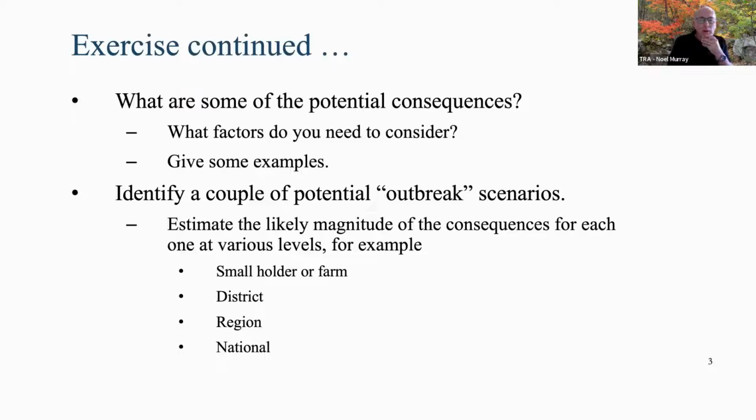And then we need to think about some potential consequences. So what factors might you need to consider there, and provide some examples as well. I'd like you to identify a couple of potential outbreak scenarios and then estimate the likely magnitude of the consequences for each one of those at various levels. And it could be either the smallholder or farm level, perhaps a district or regional, or perhaps even national level, depending on the particular example you've chosen.